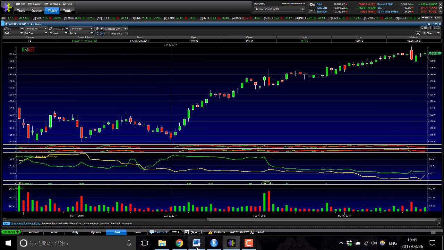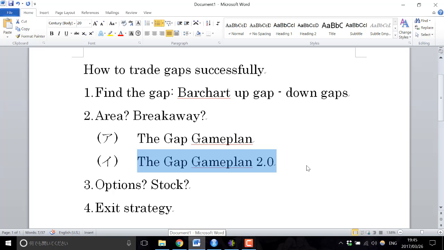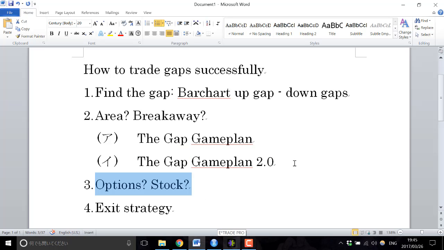In any case, once you have your exit strategy and your entry point, which you need on the Gap Game Plan, but you don't need on the Gap Game Plan 2.0 because the entry point is simply the next day. Once you have those two things, open the trade with whatever you've chosen, options or stock, and that's pretty much it. If you're playing specifically area gaps only, that can be a pretty conservative way to make consistent profits.